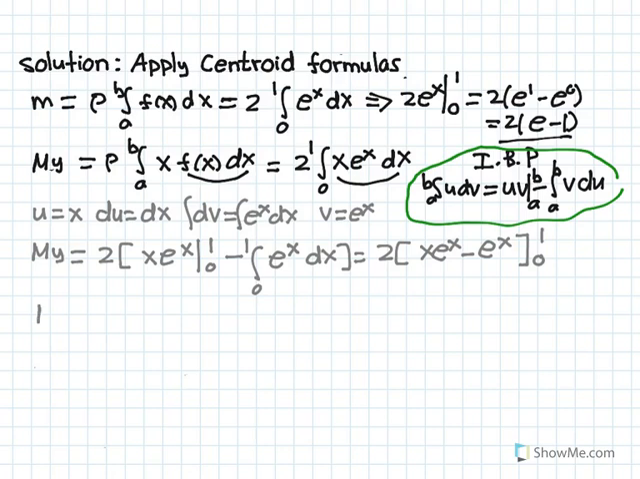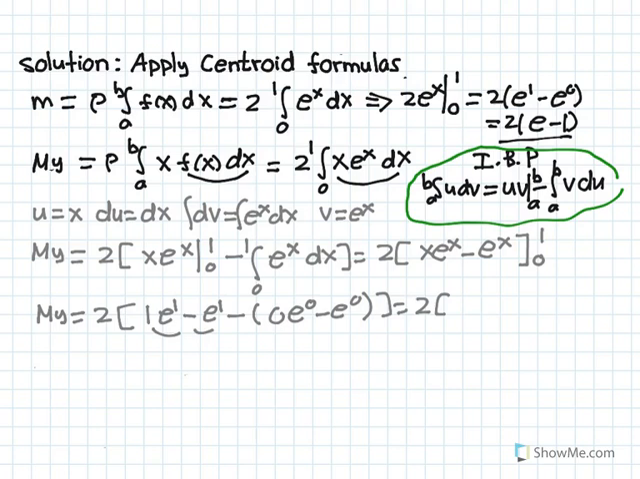So the moment with respect to the y-axis is equal to 2 times, applying the fundamental theorem of calculus, put the upper limit in. Upper limit is 1: e to the 1 minus e to the 1. Put the lower limit in, 0: e to the 0 minus e to the 0. E to the 0, of course, is 1. So if we evaluate this, we get 2 times e minus e, that's just 0, minus 0 plus e to the 0 is 1. We get 2. The moment with respect to the y-axis is 2.